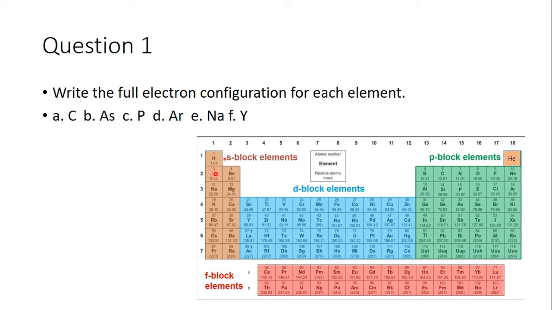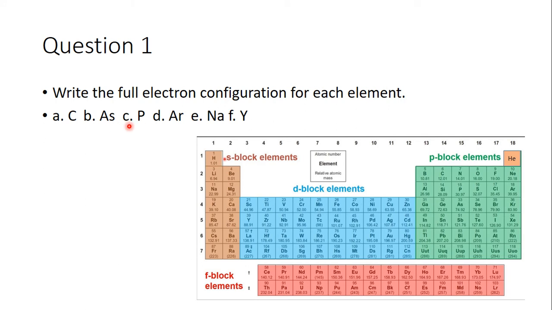Now we move down to lithium. S block, second row, first element. So now we're 2s1. Beryllium, second atom, 2s2. Then we move to the P block, so that's 2p1. And finally at carbon, we're at 2p2. So the full electron configuration for carbon is 1s2, 2s2, 2p2. Basically, you write that down until you hit your element of choice.